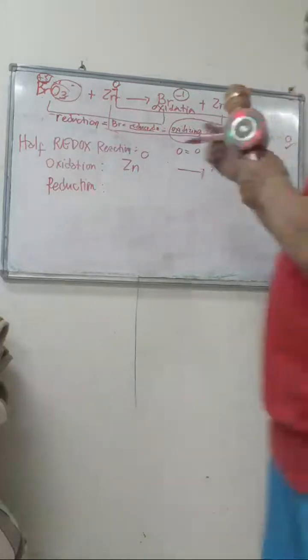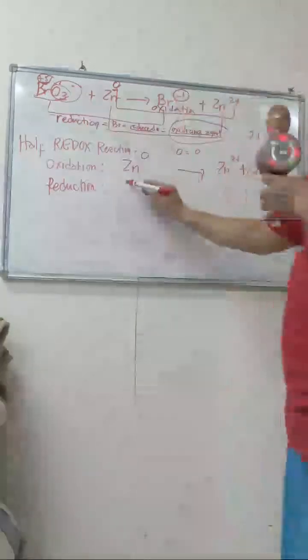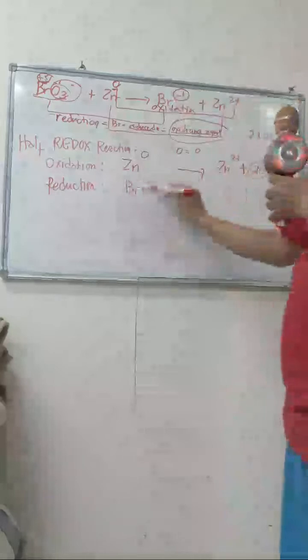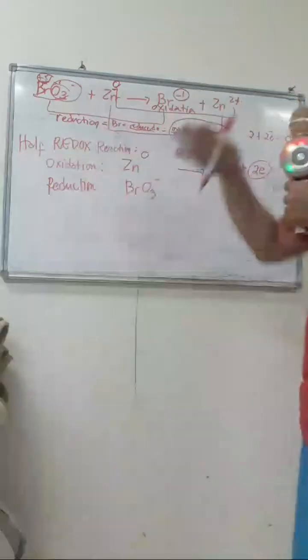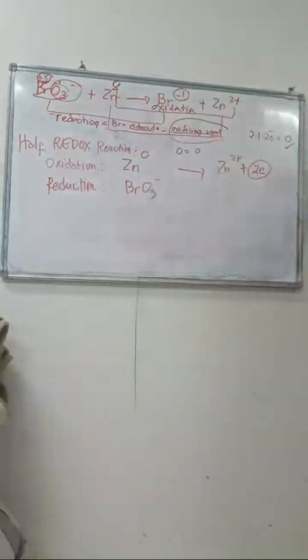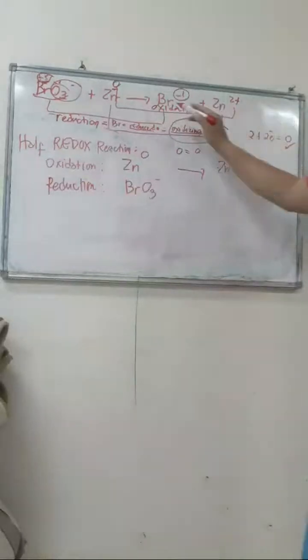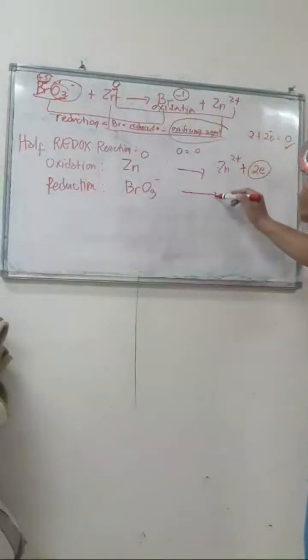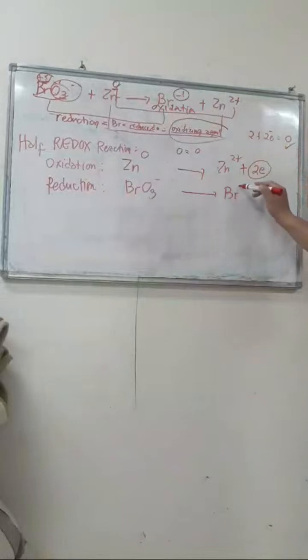Okay, here, copy BrO3 negative. You need to do the whole thing, as in your oxidation and reduction. Then the partner will be Br, so the partner is Br negative 1.